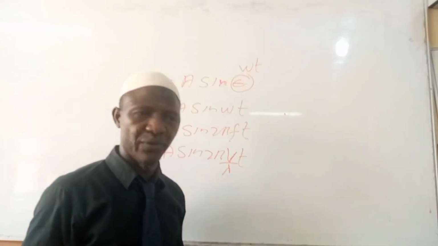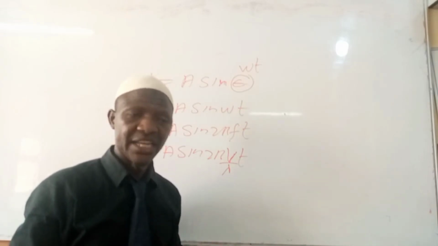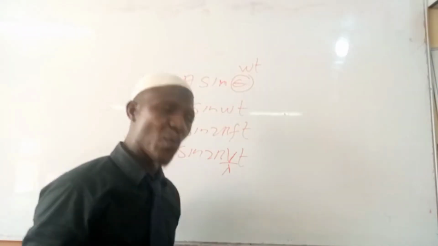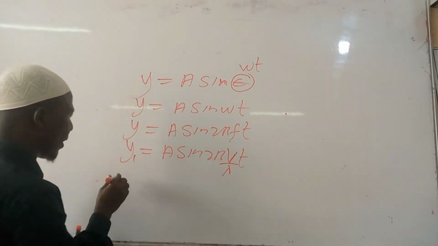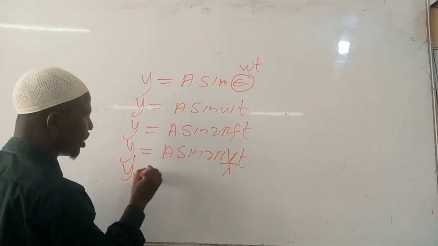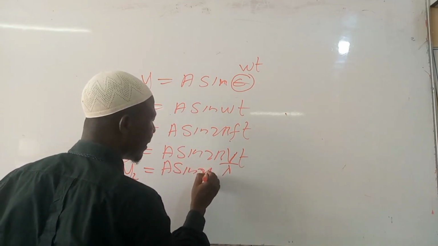Therefore, when you have two waves moving in the same direction of the same amplitude, when they combine together, they are going to form a larger wave. So let's say this is one. Then the second one, we have what? y2 is equal to a sine 2 pi.